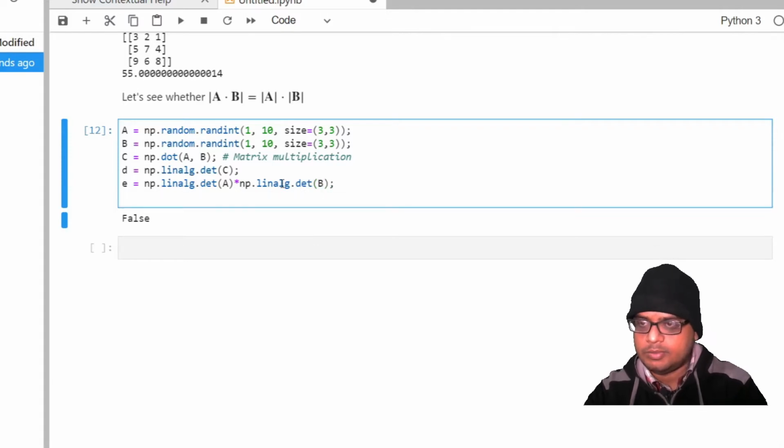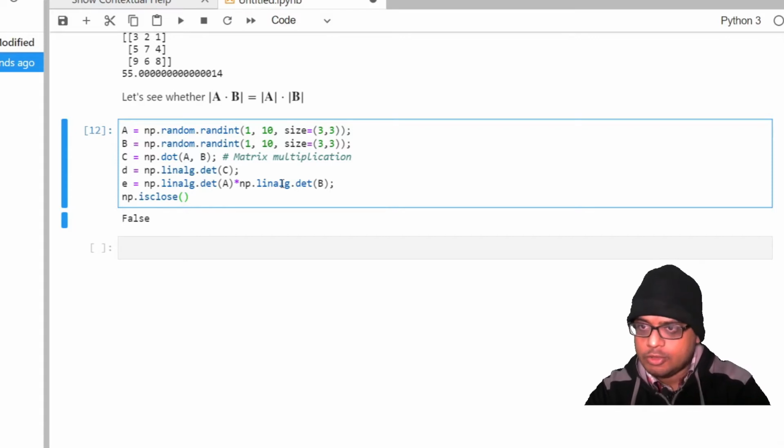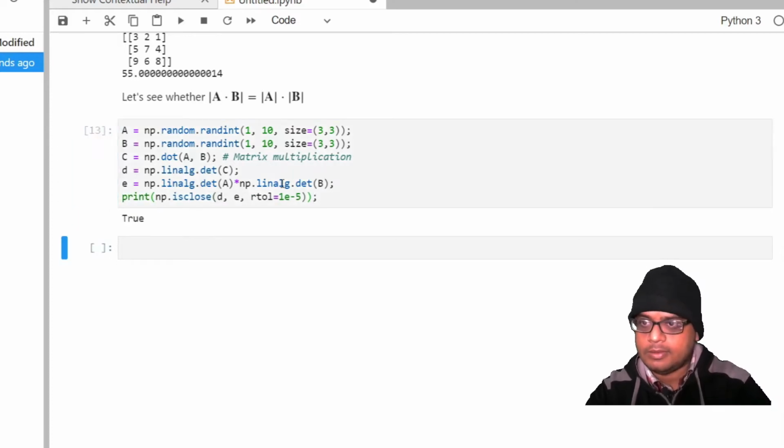Now let me simply check np.isclose. So if we are trying to compare two scalar floating point numbers, instead of using allclose, we can use isclose. So isclose is typically used for comparing two scalars. So we want to compare D and E, and we give it a relative tolerance of 1e-5, for example. Let me directly print this. So it says true.